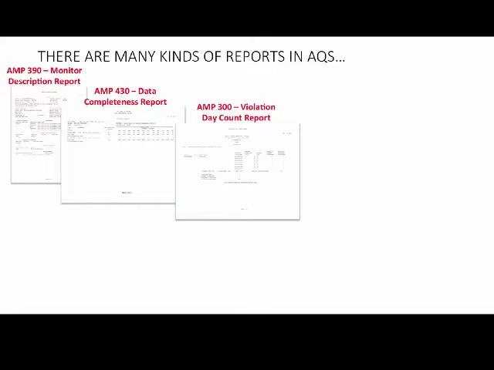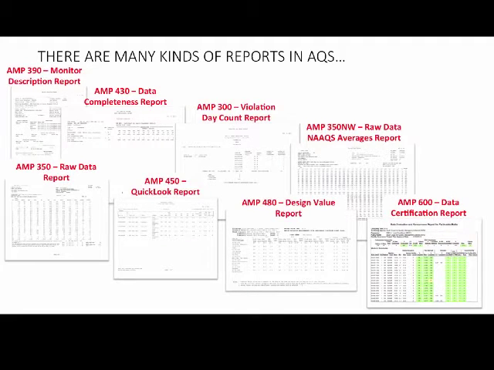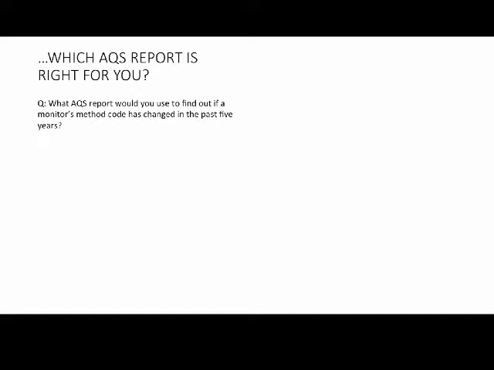So we know that there's some missing data, there's some incorrect data. How do we fix that in AQS? Well, you've got to find out what's wrong in AQS, and the way you can do that is run a couple of reports. There's many different kinds of reports in AQS. Here's just a few that we use on an everyday basis. These reports let us know what is going on in AQS.